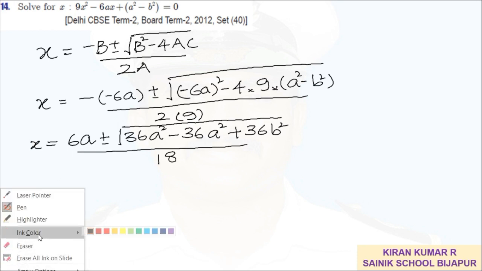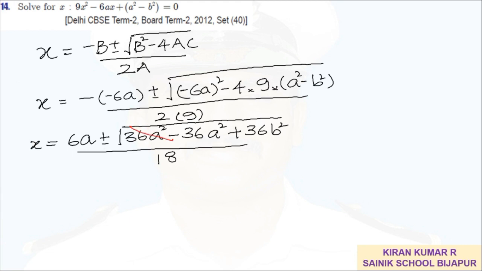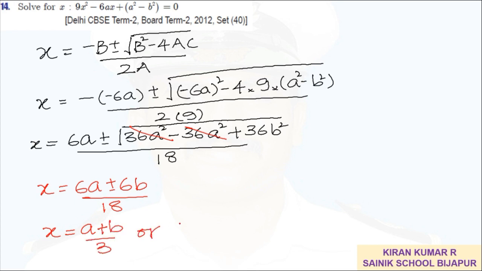Observe, there is some term which is getting cancelled. This 36a square will get cancelled and you will be left with 6a plus or minus root of 36b square, which is 6b, divided by 18. Therefore, I can consider a plus. So it becomes 6a plus 6b by 18. 6 can be taken common. It becomes a plus b by 3 or a minus b by 3. These are the roots.